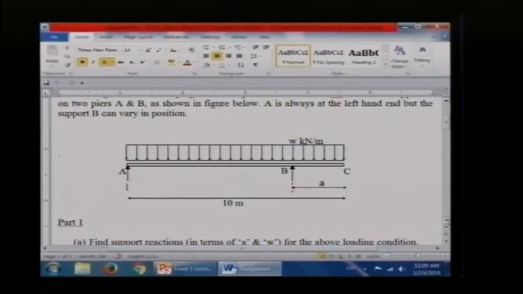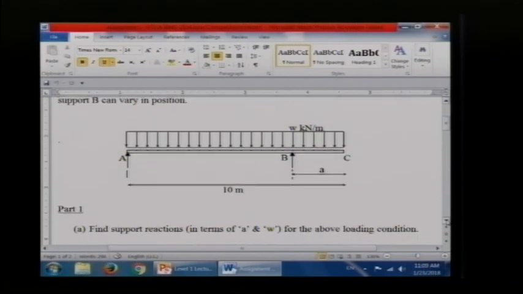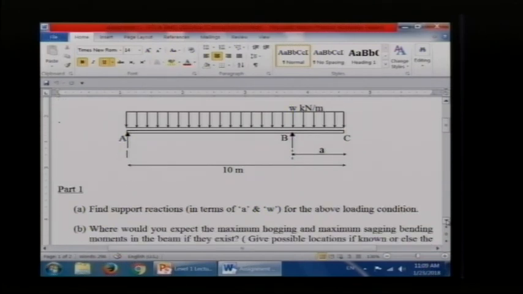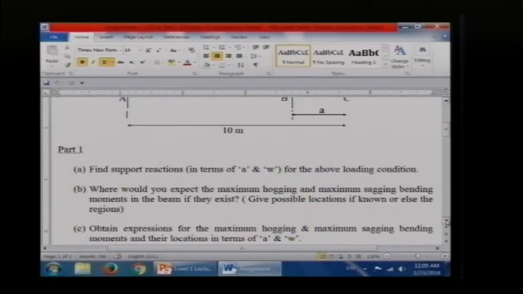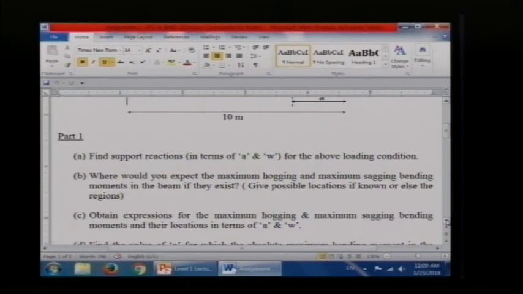So, where would you expect the maximum hogging? Where would you expect the maximum sagging? Right? Obtain expressions for the maximum hogging and maximum sagging. Right? I'm not going to tell you anything more. You have to do this.